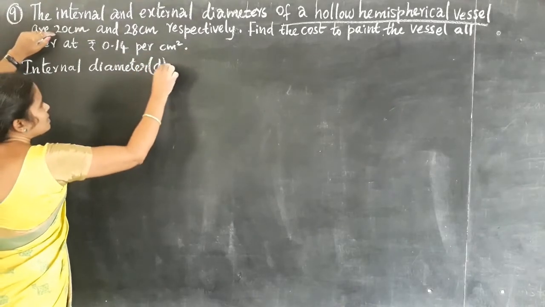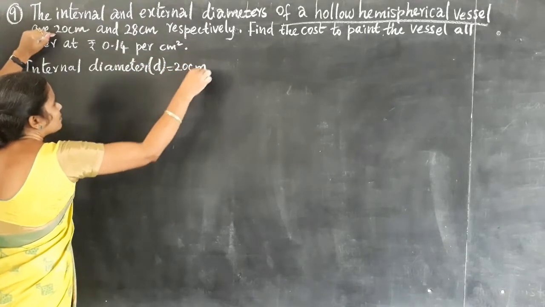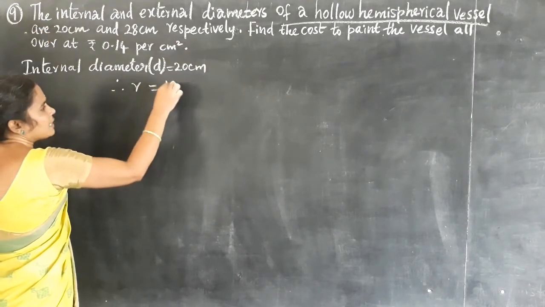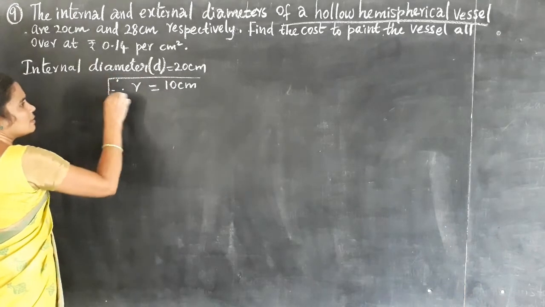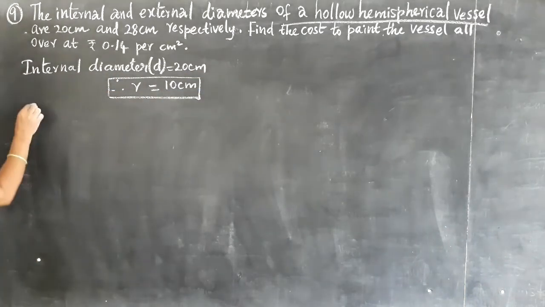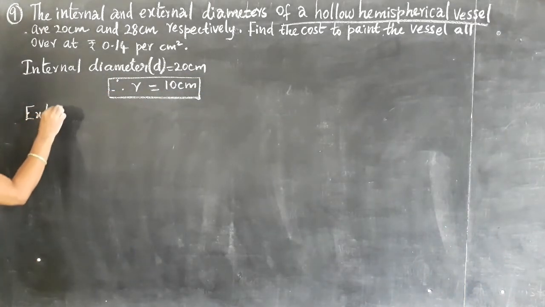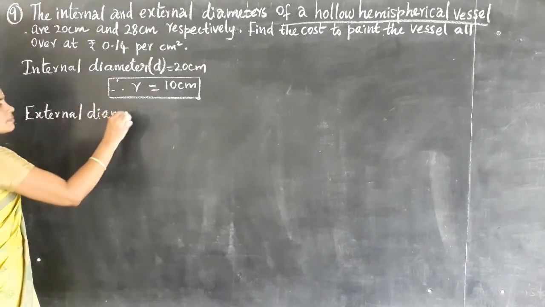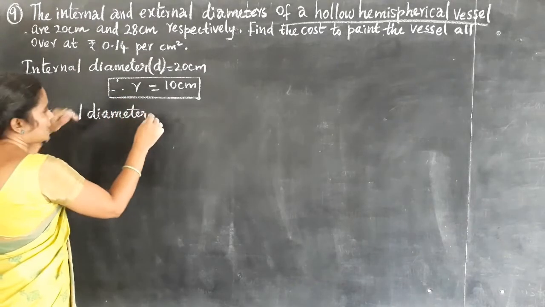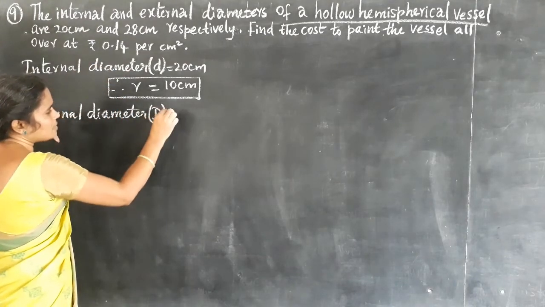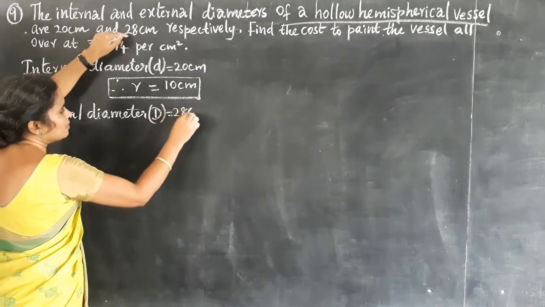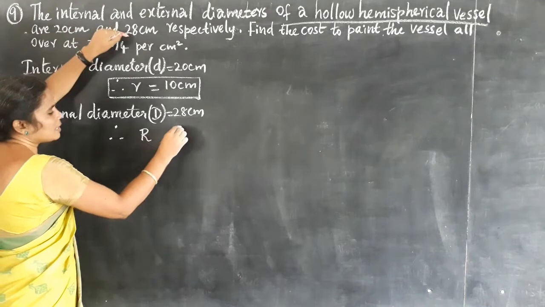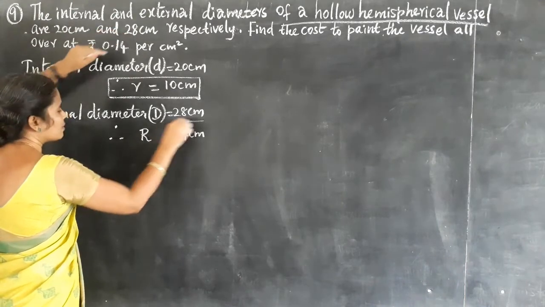Internal diameter d is equal to 20 centimeter. Therefore r is equal to 10 centimeter, and the external diameter capital D is equal to 28 centimeter. So therefore capital R is equal to 14 centimeter.